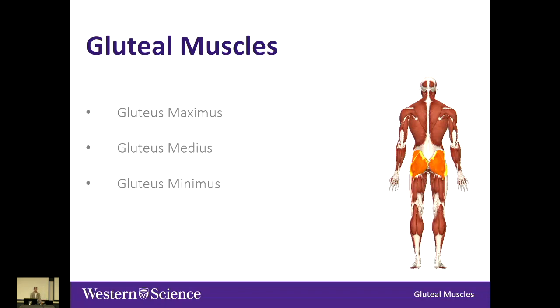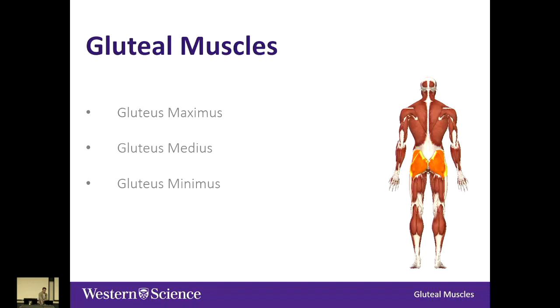So I'll start with the gluteal muscles. There are 3 of them: gluteus maximus, gluteus medius, and gluteus minimus. And those are your butt muscles. They're basically just arranged in 3 layers. So you have the gluteus maximus, which is what you're all sitting on. And then a little bit deeper to that, you would have gluteus medius. And then even a little bit deeper to that, you'd have gluteus minimus.